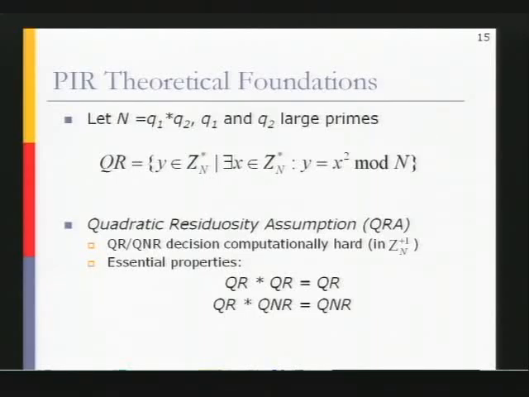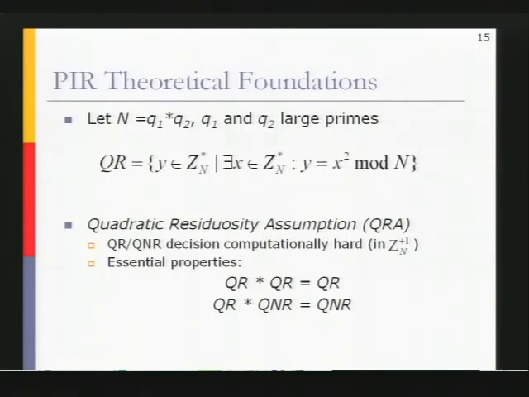The numbers which are not in this set, which are not quadratic residues, are quadratic non-residues. The quadratic residuosity assumption, QRA, states that it is computationally hard to decide whether a given number with n bits is a QR or a QNR if the factorization is not known. And the number is situated in this Zn plus 1 set. This is a restriction of the set of Zn.